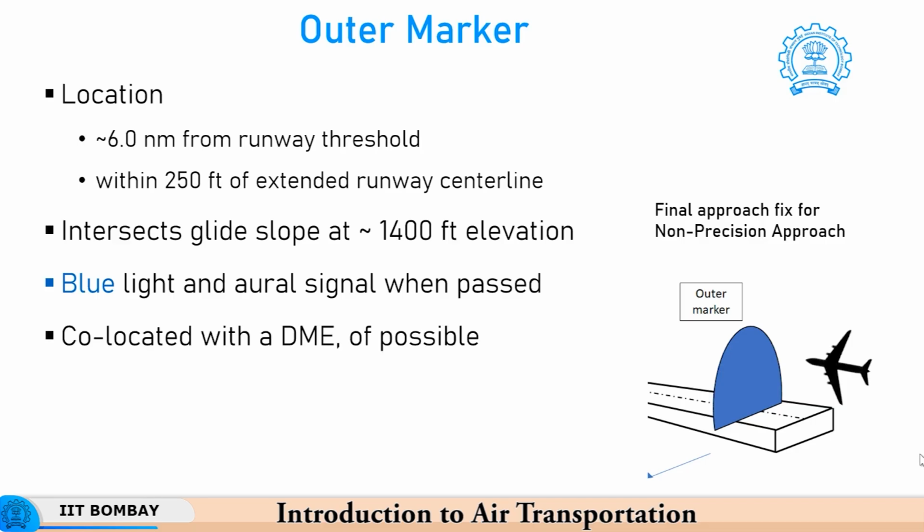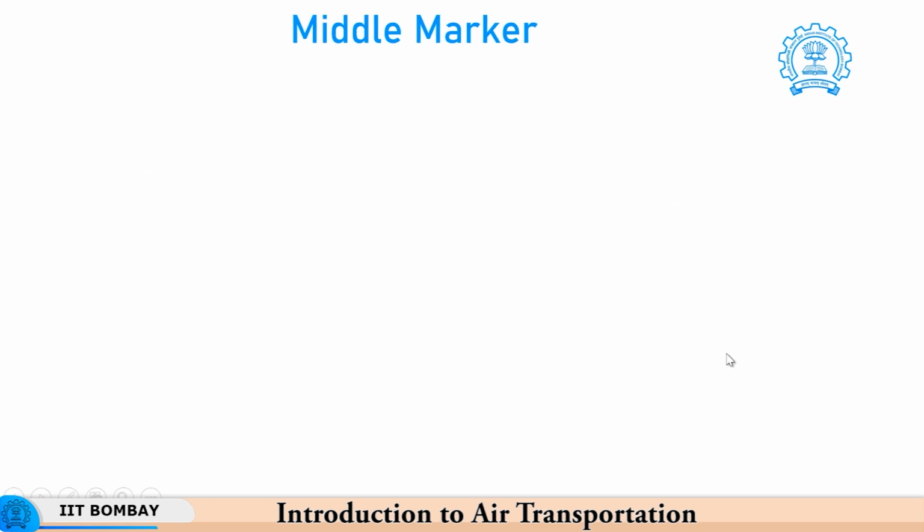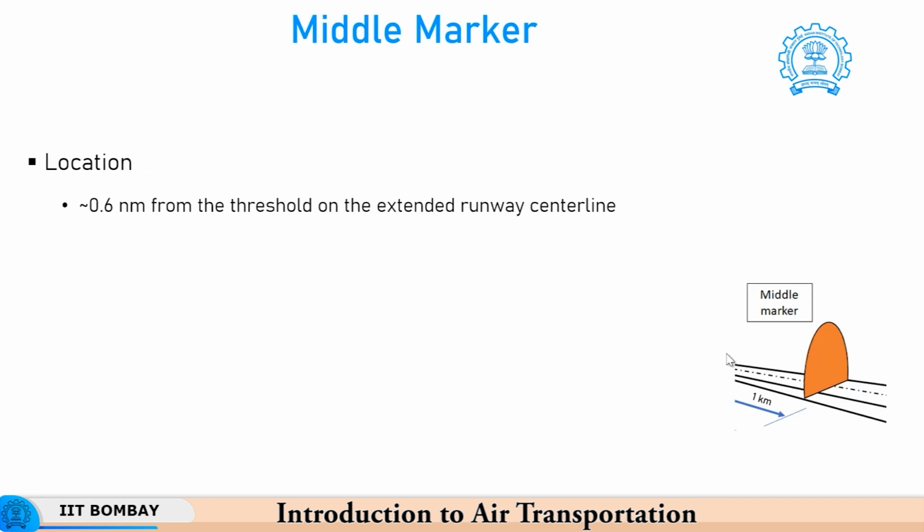Generally this is co-located with DME if possible, because it will also give you a distance, and sometimes it is replaced by a non-directional beacon, which is a less accurate system. The middle marker is located approximately 1 kilometer or 0.6 nautical miles from the threshold on the extended runway center line.